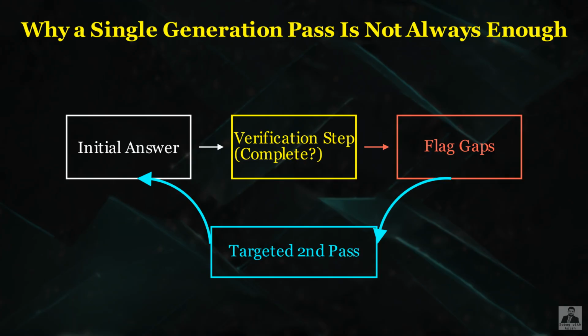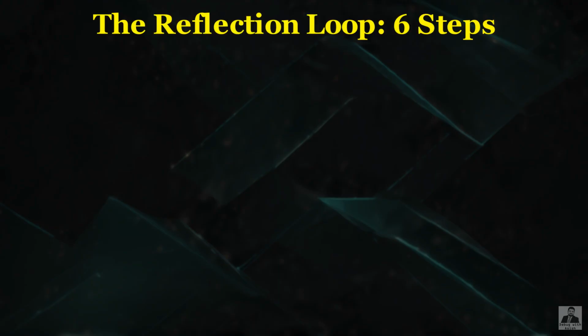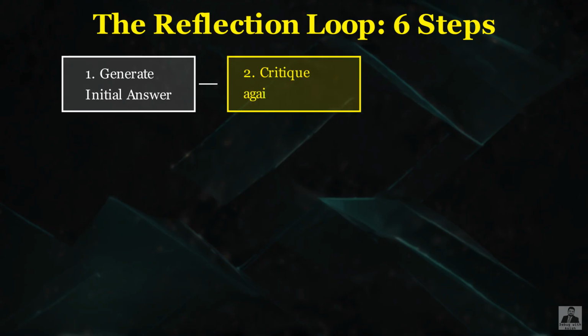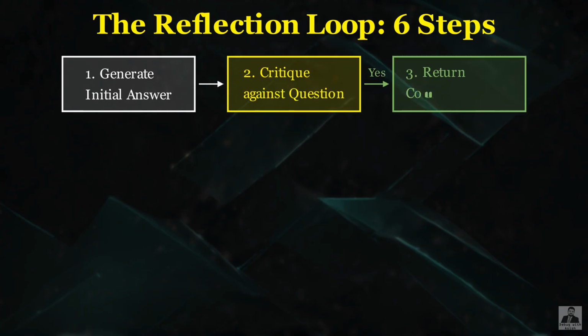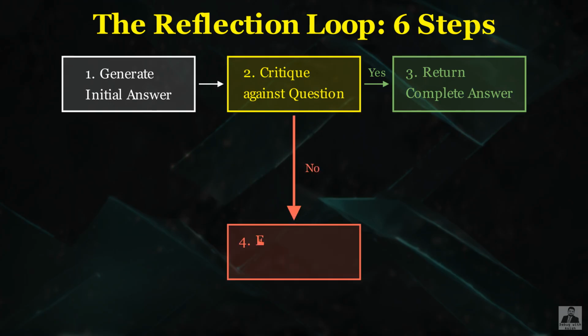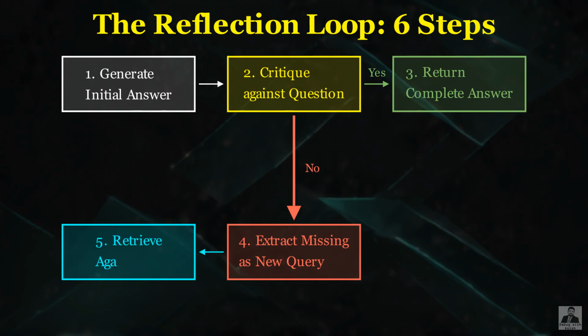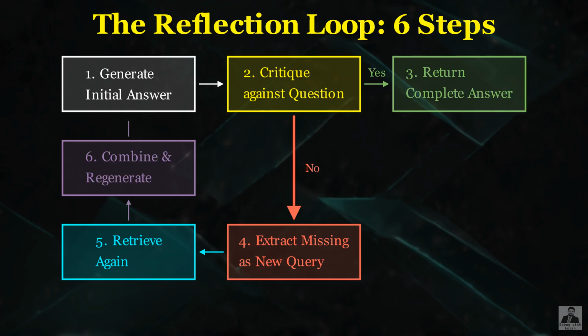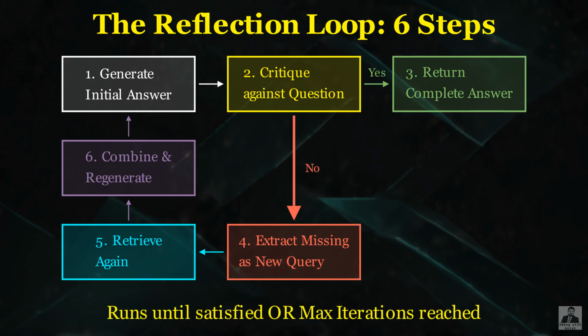The reflection loop has 6 steps. Generate an initial answer, then critique it against the original question. If the critique determines the answer is complete, return it immediately. If not, the critique identifies the specific missing aspect and frames it as a new retrieval query. We retrieve again using that focused query, combine the new chunks with the original context, and regenerate a more complete answer. The loop runs until the critique is satisfied or a maximum iteration limit is reached.